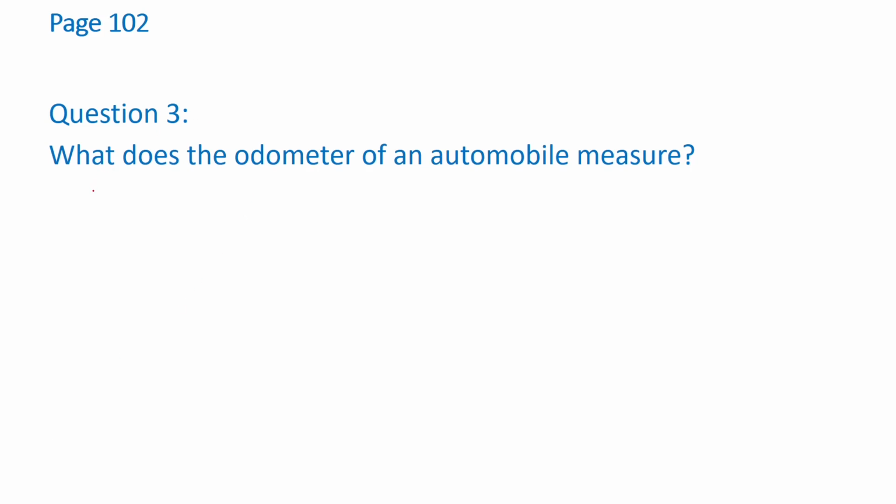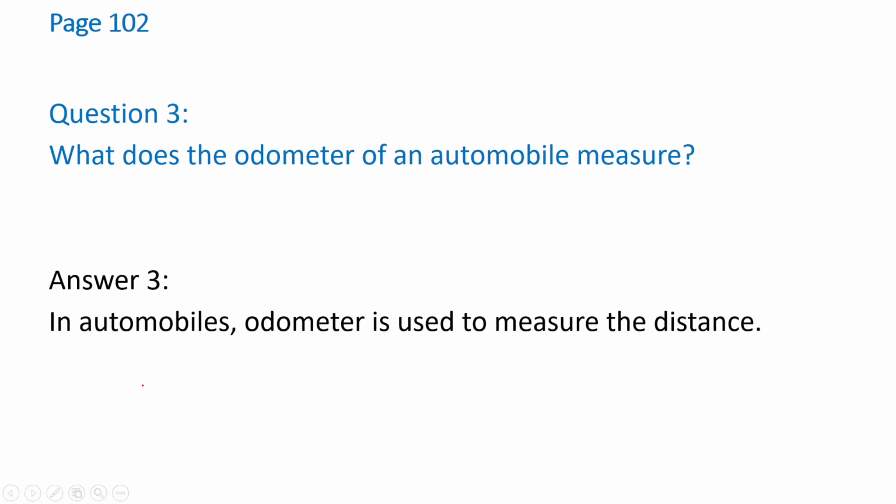Let's move to the next question. What does the odometer of an automobile measure? So in case of a four-wheeler and two-wheeler, there is an odometer, an instrument or device. It is used to measure the distance traveled by the vehicle. So the distance traveled by the vehicle is measured by the odometer. So this is the use of an odometer.